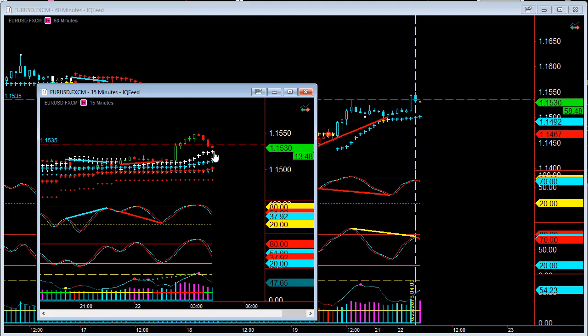In this case, I actually think it will exceed this ATR because of the 60-minute chart. This is just a brief explanation of how the divergences help us read the indicators or anticipate where price will go.